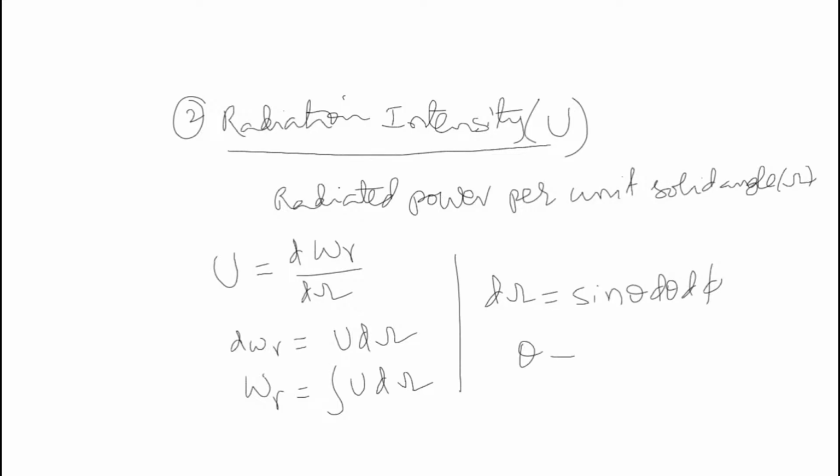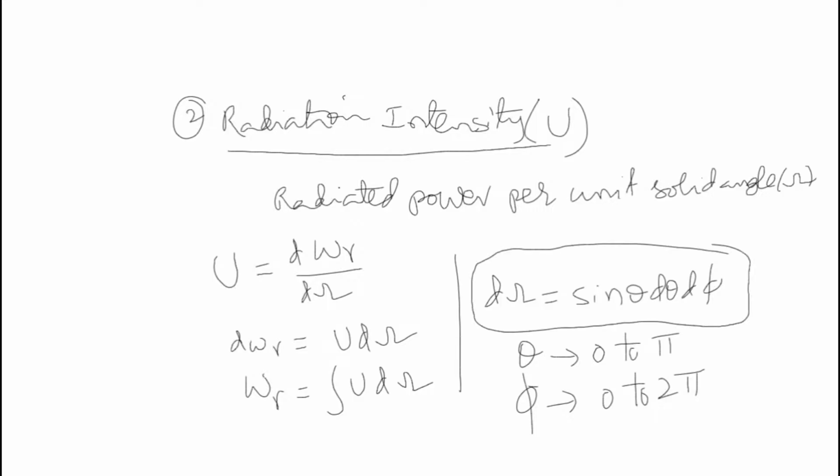Where theta is the vertical angle, it is from 0 to pi, and phi is the complete angle, that is from 0 to 2 pi. Now we will see how we got this d omega is equal to sin theta d theta d phi. For that, we need to define the solid angle definition, or the steradian definition.